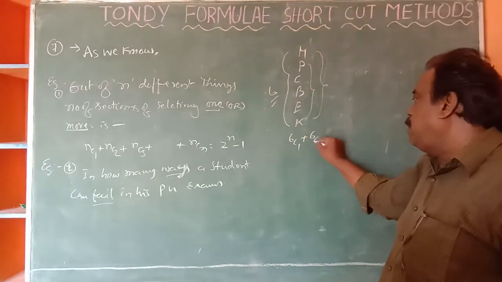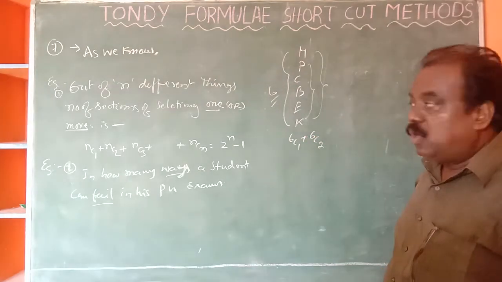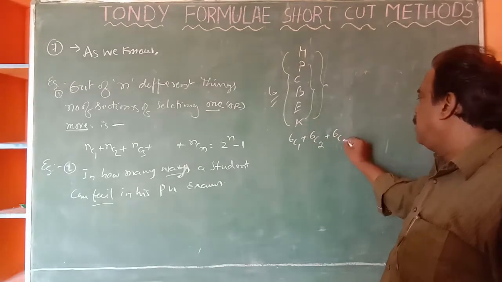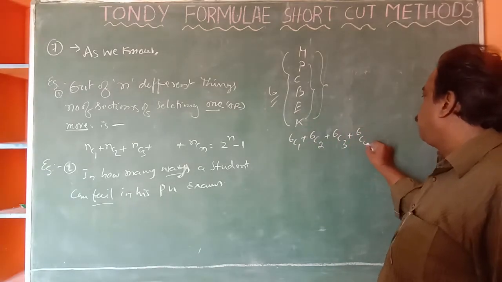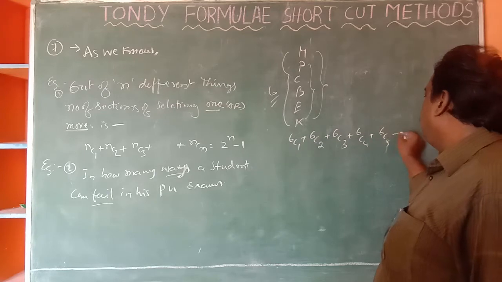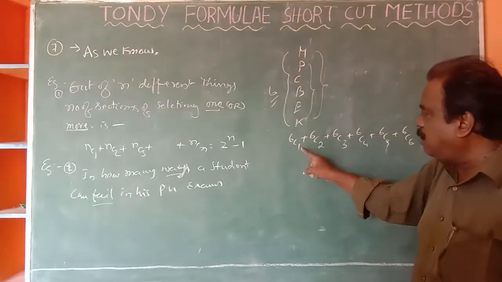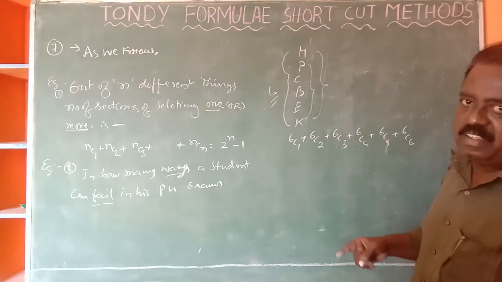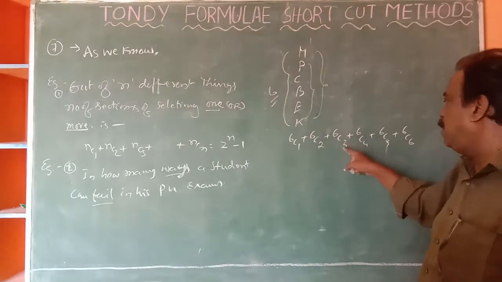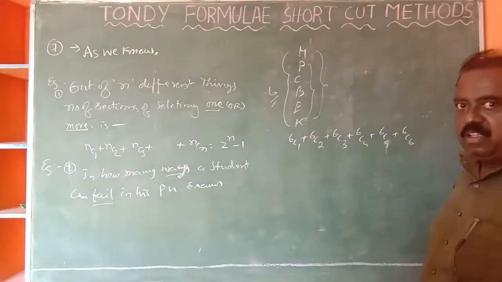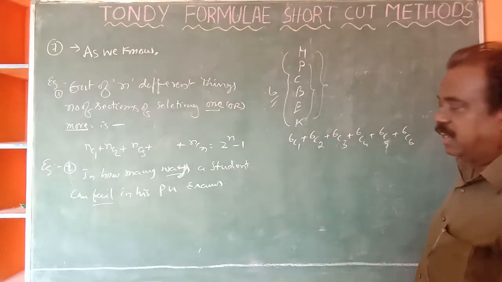Or he may select 2 out of the 6 to fail. Or 3 or 4 or 5 or 6. In case 1 subject is failed, he gets failed. 2 subjects, 3 subjects, 4 subjects, 5 subjects and 6 subjects. Also, there is a chance to fail.